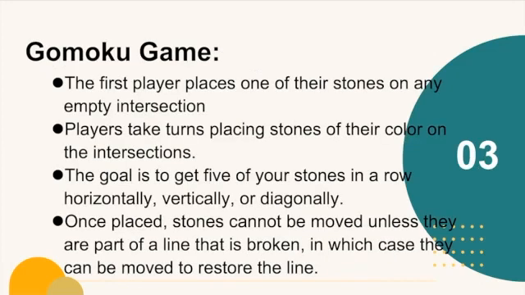And we also designed the online Gomoku game. Our online Gomoku game is very similar to the physical one. The first player places one of their stones on any empty intersection. Players take turns placing stones of their color on the intersections. The goal is to get 5 of your stones in a row, horizontally, vertically, or diagonally.